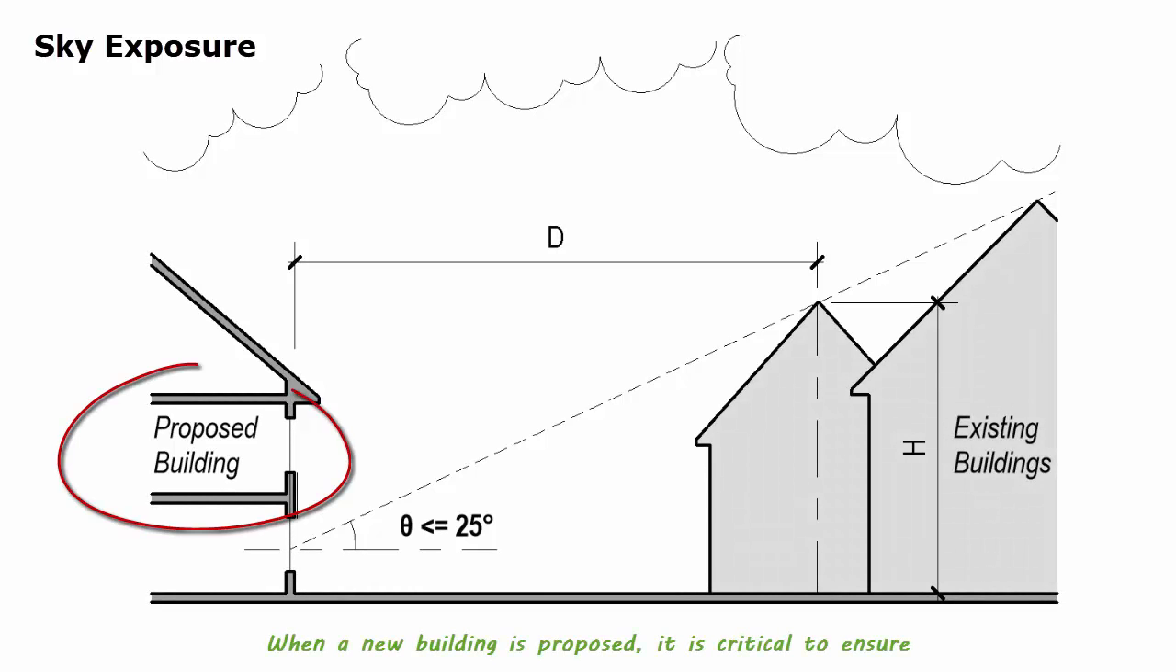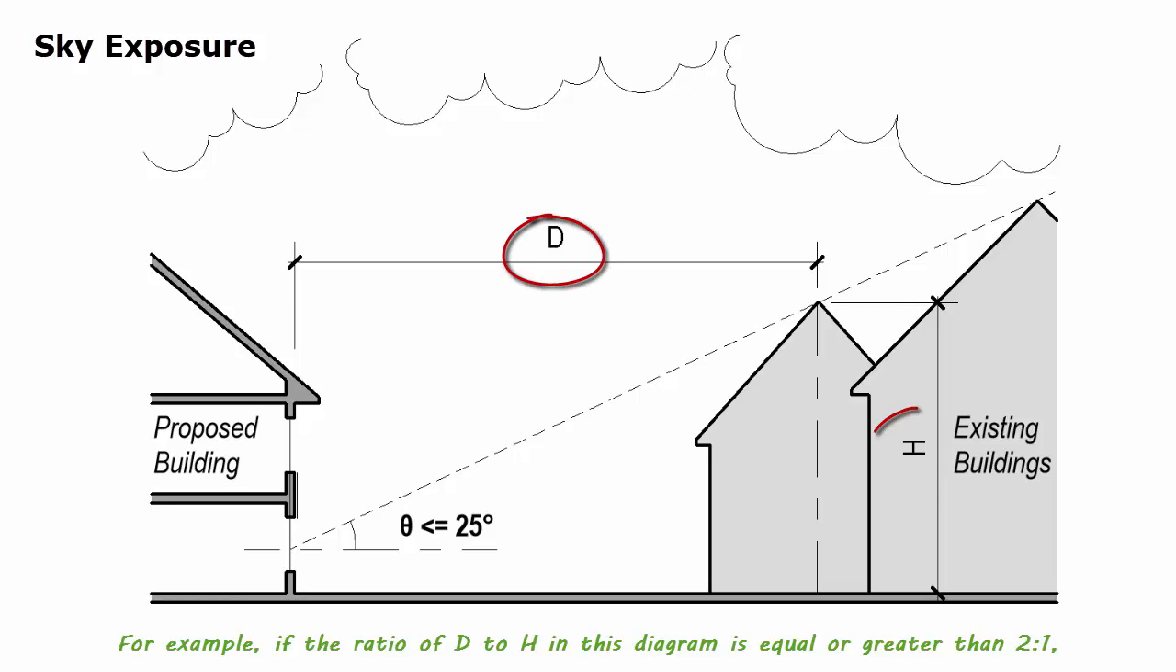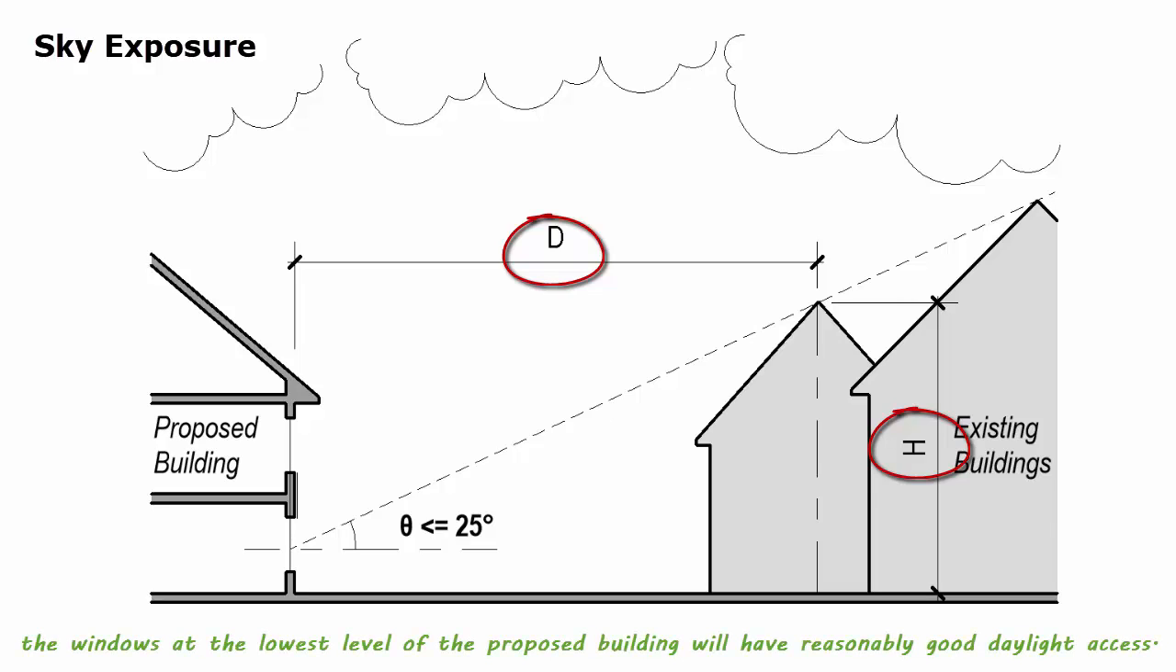When a new building is proposed, it is critical to ensure that the sky exposure of the proposed building is not being blocked by existing buildings, or vice versa. There are some useful rules of thumb to assess solar access among a group of buildings. For example, if the ratio of D to H in this diagram is equal or greater than 2 to 1, the windows at the lowest level of the proposed building will have reasonably good daylight access.